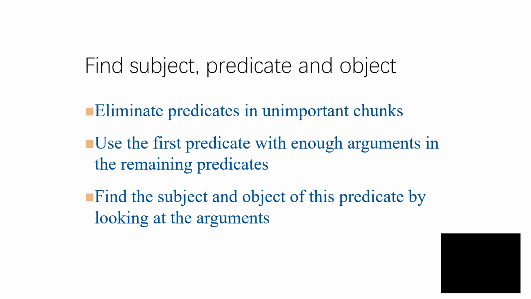So we want to eliminate them, and then there might be several remaining predicates that are not in those unimportant chunks. For the remaining ones, we use the first predicate with enough arguments to do the extraction, because sometimes a predicate does not have any argument, so we cannot extract our subject and object. In this situation, we move to the next remaining predicate to do the extraction. In order to do the extraction, we just look at the arguments of this usable predicate in the PropBank and find the position of the subject and object.